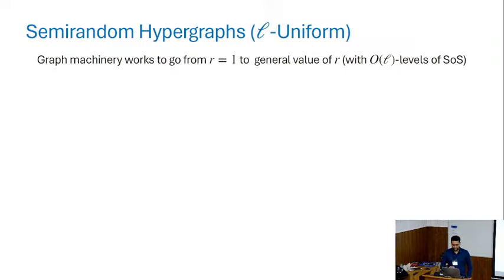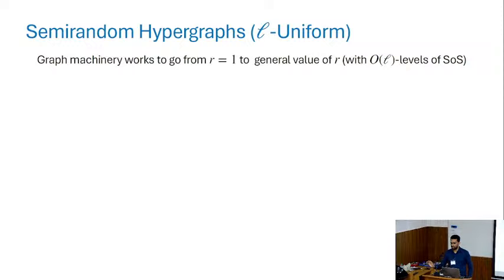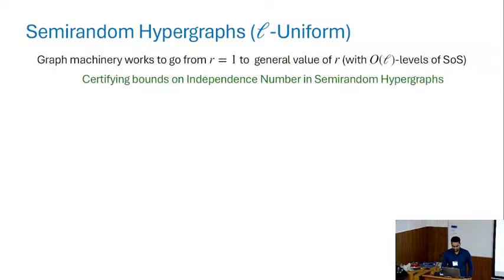And the next thing is you would ask, okay, if it works for graphs, can it work for hypergraphs? And actually, this machinery going from R equals 1 to general value of R does work after you add appropriate levels of SOS. So this is for an L-uniform hypergraph. So at this point the problem becomes about planted clique or independent set in a hypergraph. And what do we know there?